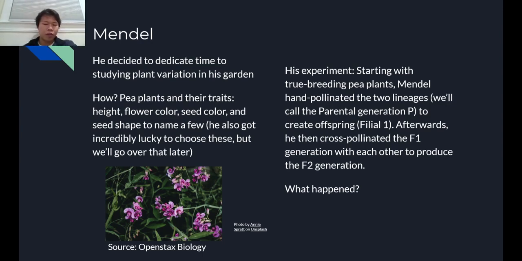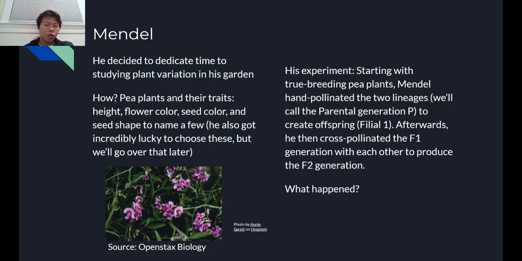So what Mendel did was he painstakingly, and this is no small task, this was thousands of plants, he hand pollinated the two lineages so they didn't cross pollinate across each other. Then he hand pollinated to intentionally cross pollinate the two lineages, so white with purple, and only that for every single offspring. And just to make it easier to name these generations, we call the parental generation P, so that's the first true breeding plants. And then the offspring that he created, we call those filial 1 or F1 generation for short.